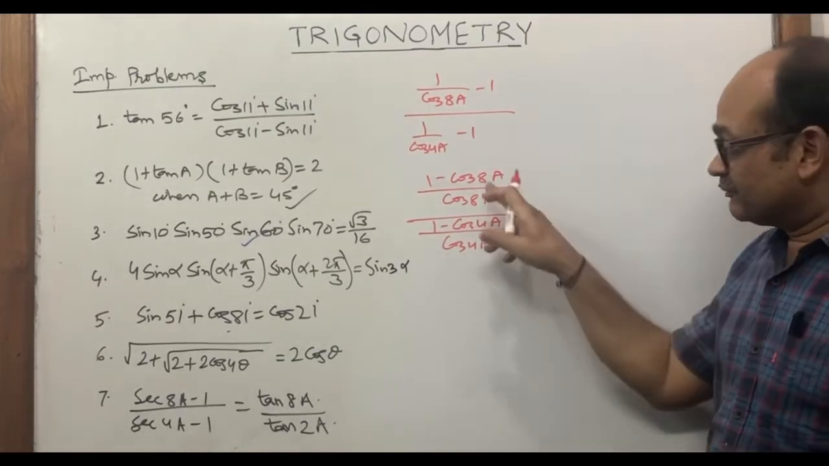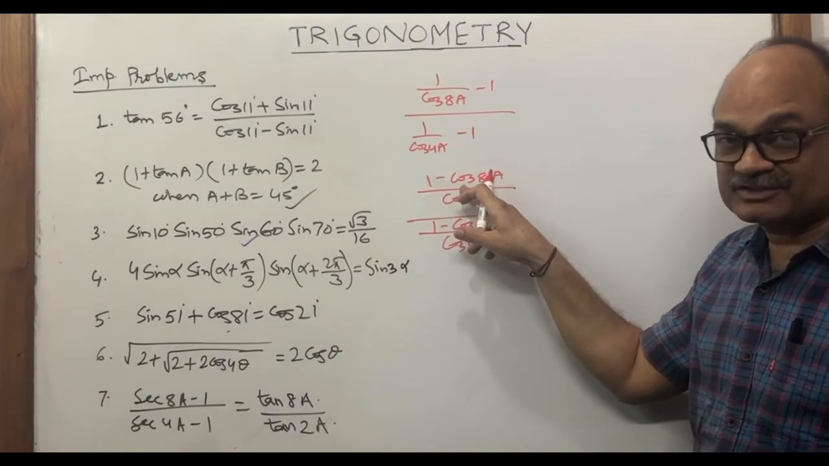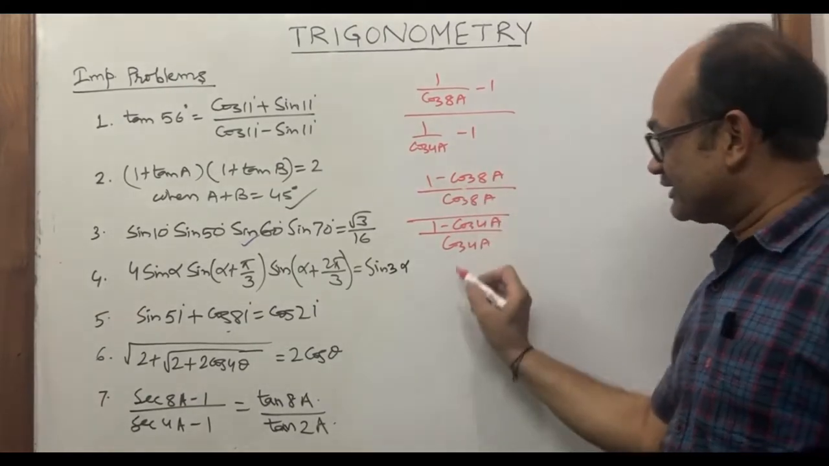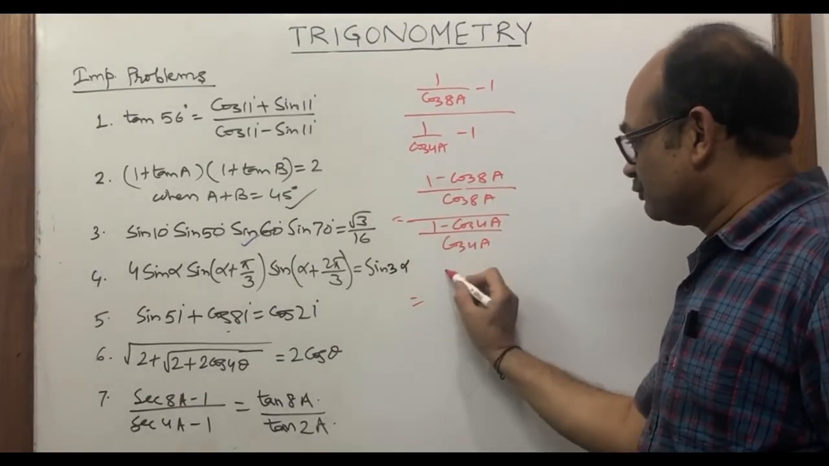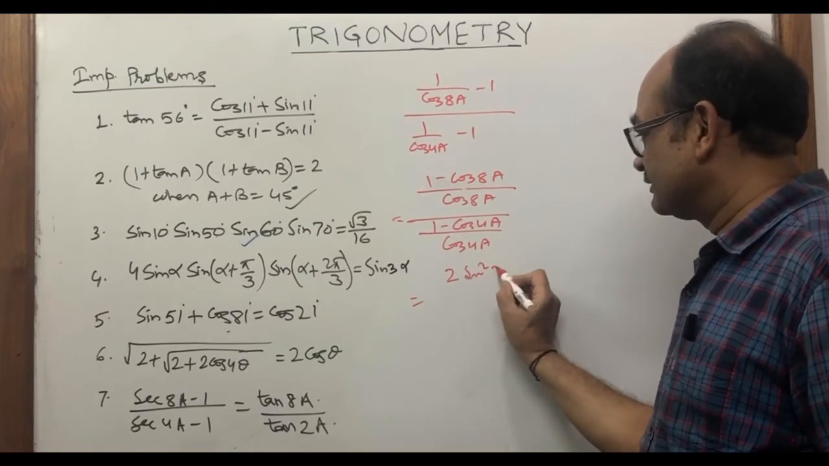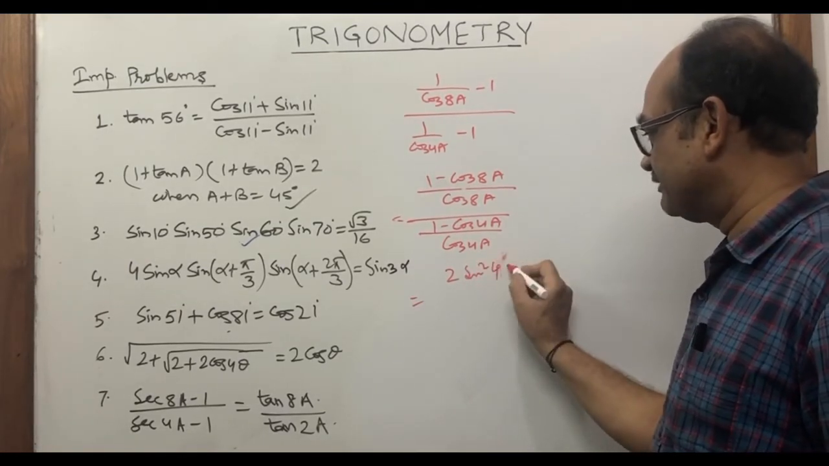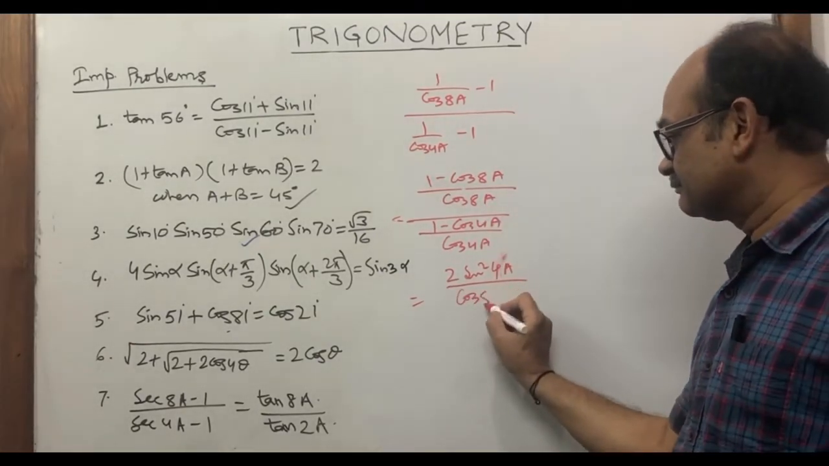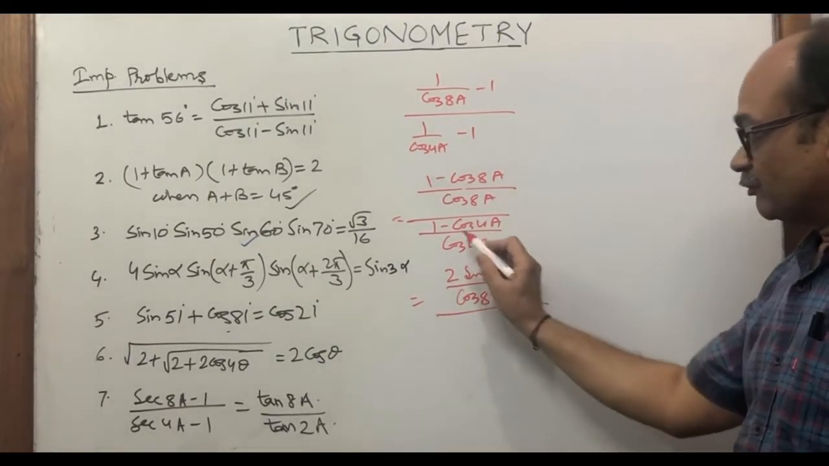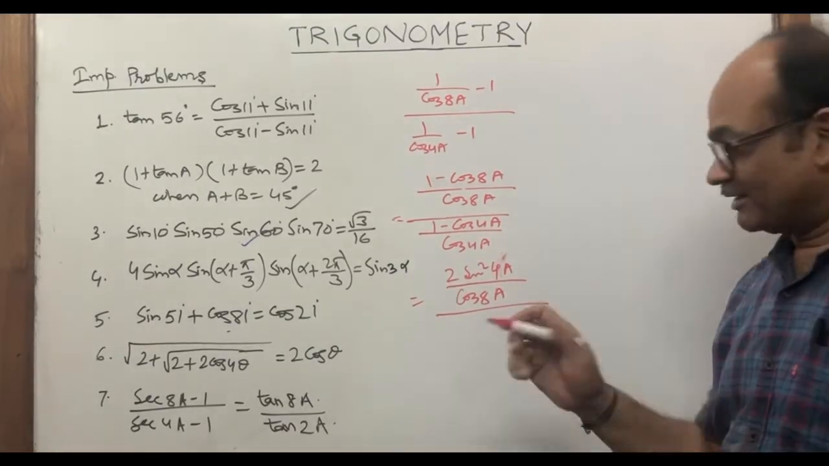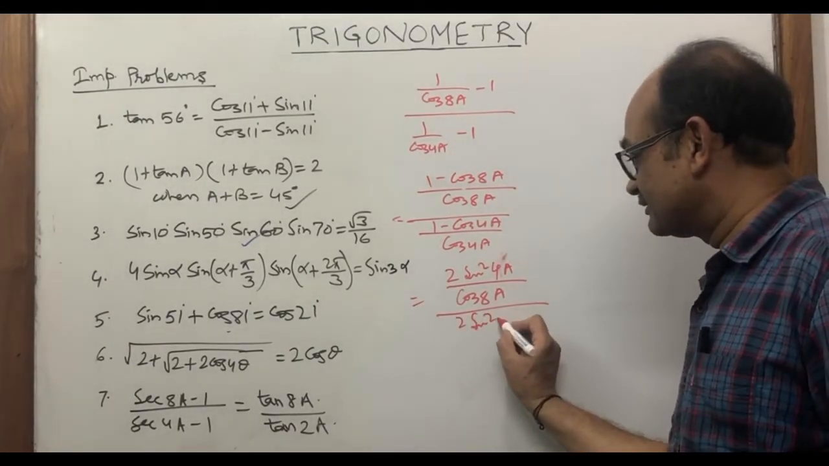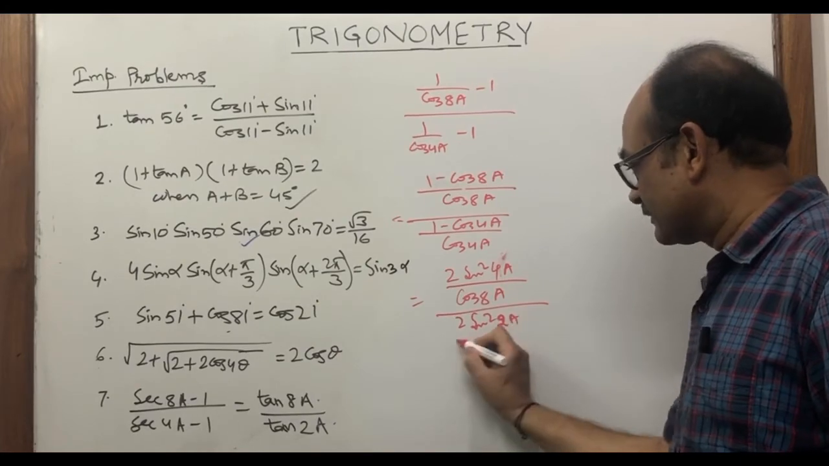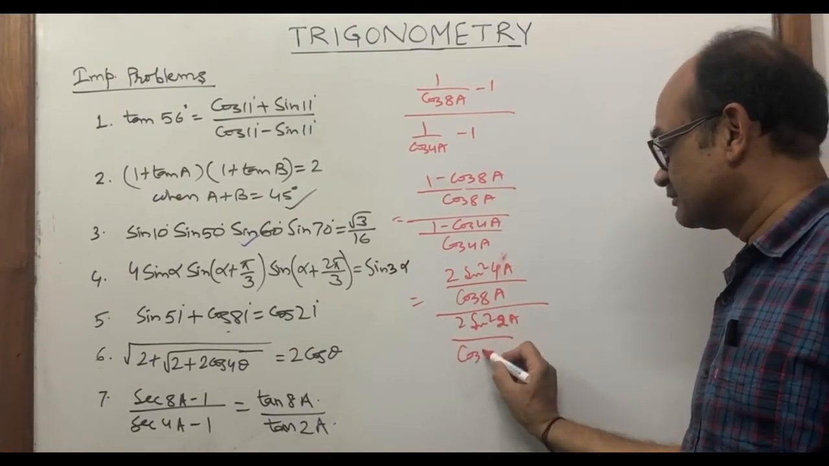Now you know, we have just used this formula, 1 minus cos 2 theta. So here for this one, we can write 2 sine square half of it, which means directly we can write 4A. Cos 8A as it is, divided by 1 minus cos 4A. Again the same formula, 2 sine square 2A, divided by cos 4A.